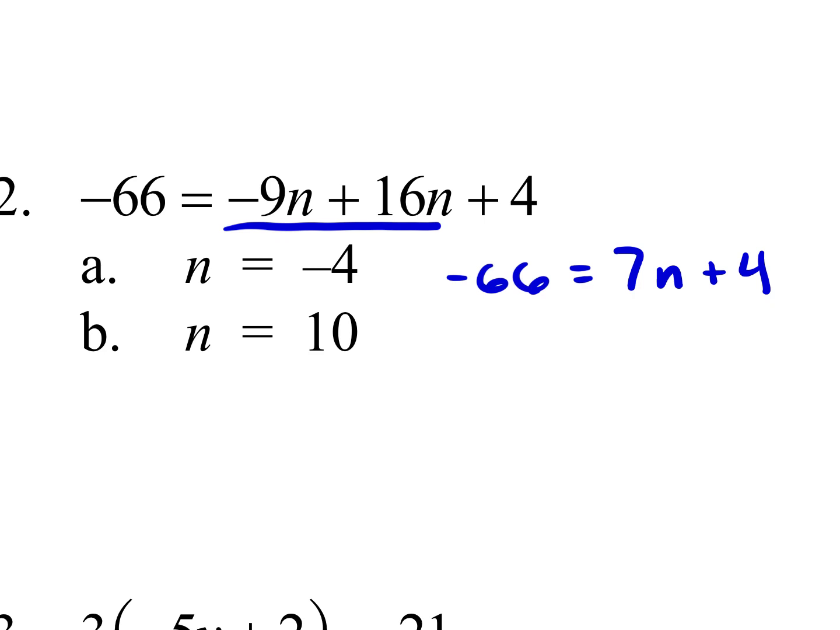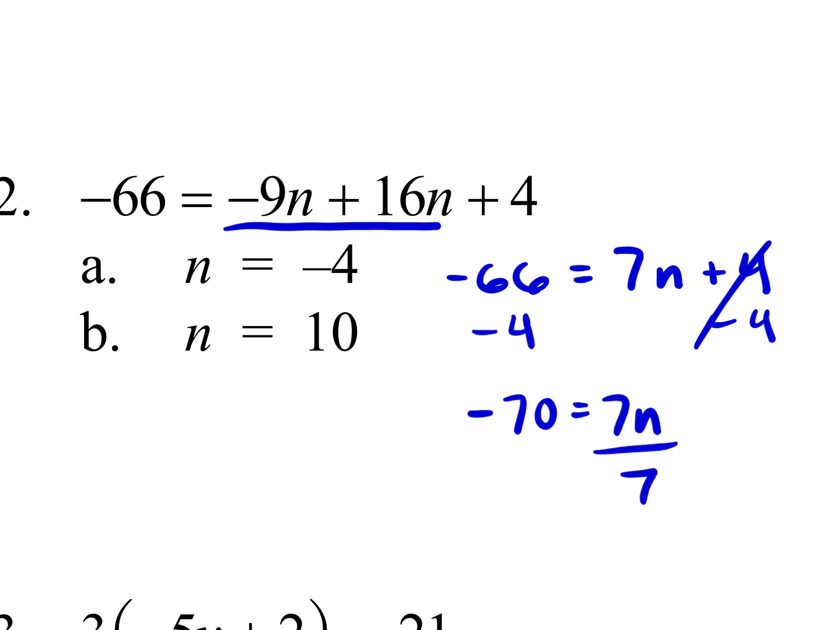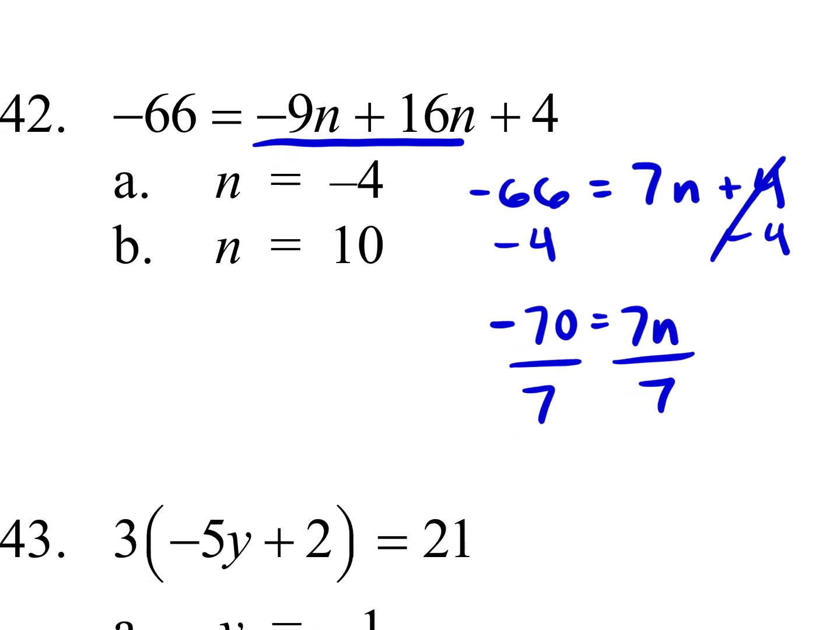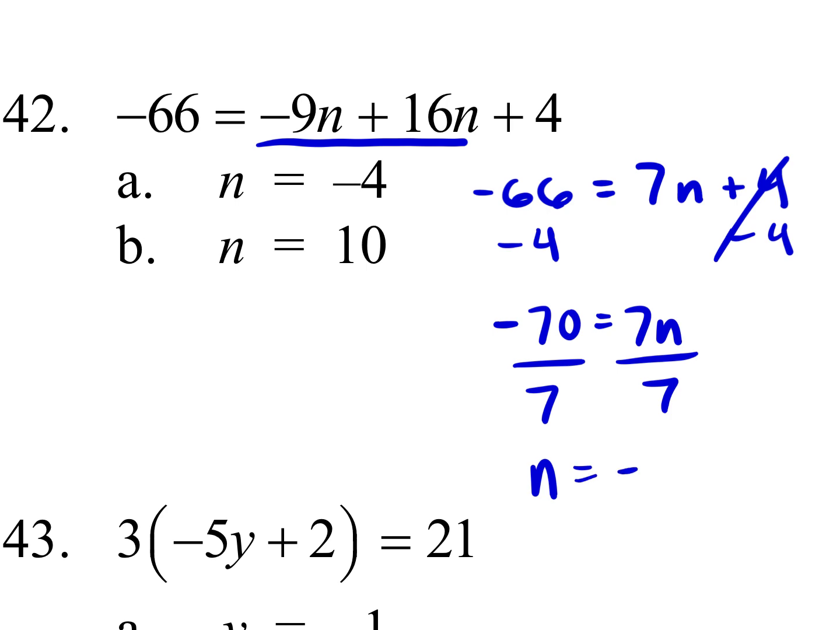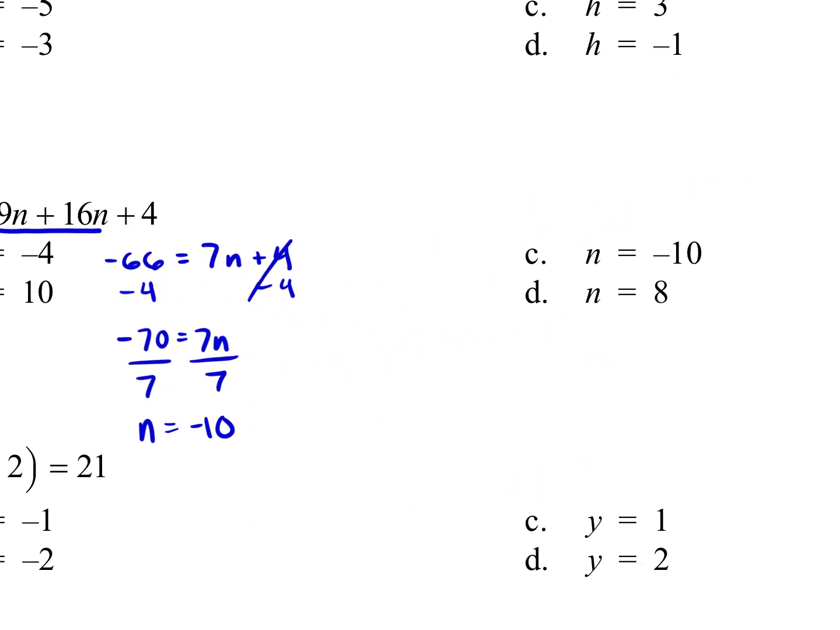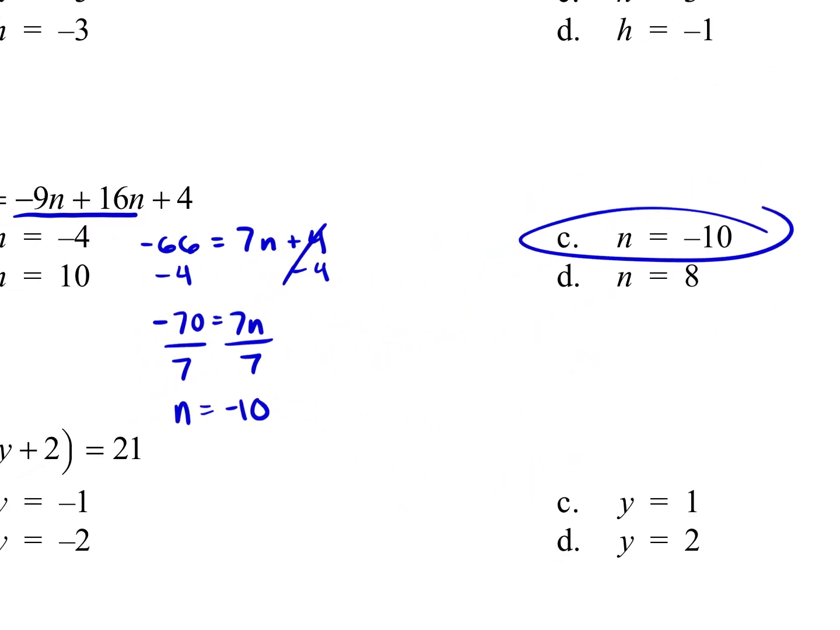Now we're solving for n, so we just want to get n all by itself. So what should I do next? Subtract 4. So negative 66 minus 4 would be negative 70. And then divide by 7. So what does n equal? Negative 10. So answer choice C.